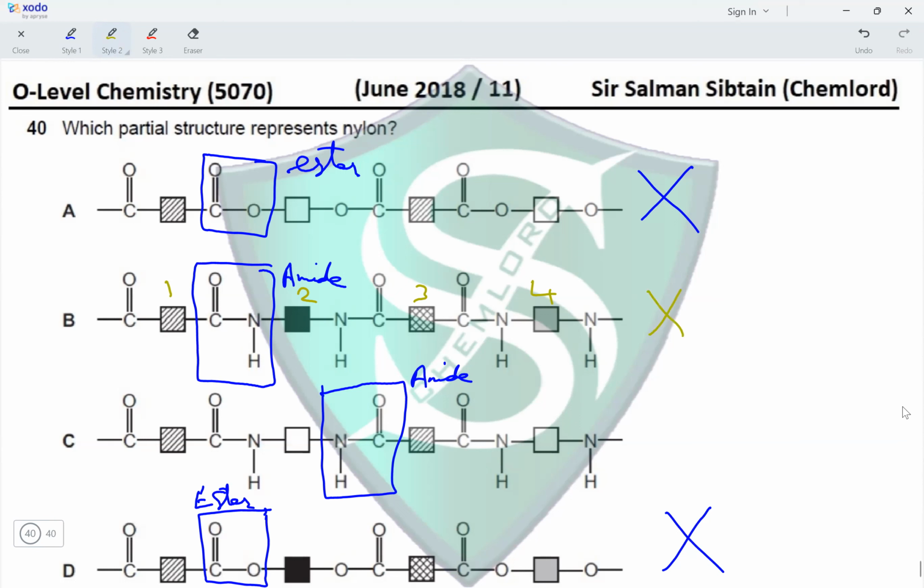Look at option C. There is one type of monomer with the lines in the box, and there is one monomer which is an empty box. So there are two monomers. The one with the boxed line has C double bond O groups on both of its sides, and the one with the empty box has two NH groups on both its sides. So this is how the structure of nylon actually is. So this makes option C the correct option for this question.